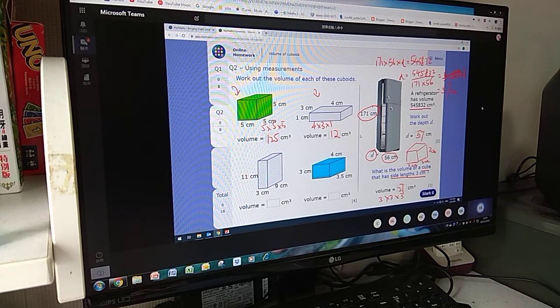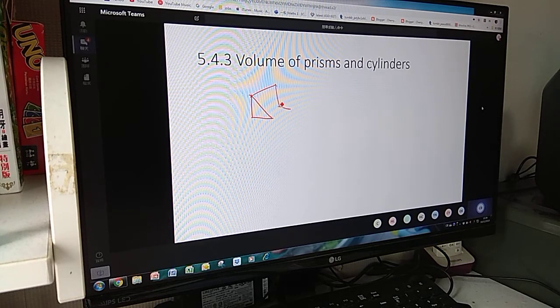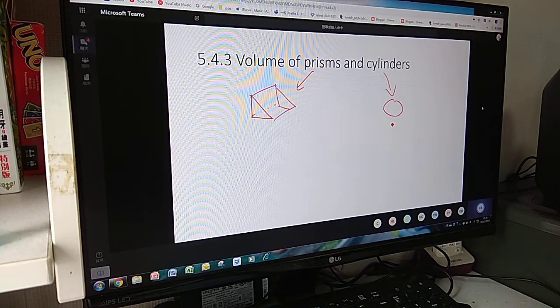So if you have no more questions, then I will move on to the next one, the 5.4.3. That is about the volume of the prism and also the cylinder. For the prism, in Chinese it is 角柱體, something that looks like this. Okay, the base is a triangle. So this one is the prism, and the cylinder, in Chinese is 圓柱體. Okay, so something looks like this.